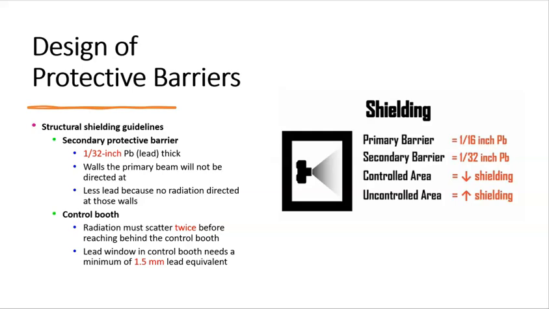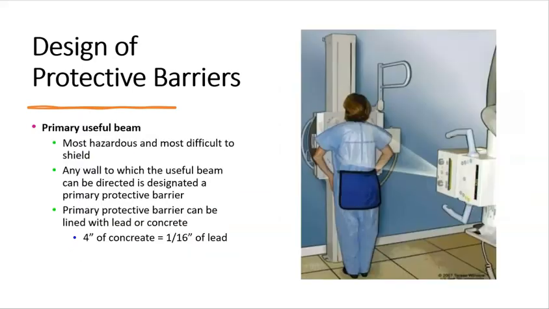Now our control booth, where we stand to make those exposures. Radiation must scatter twice before reaching behind the control booth. The lead window of the control booth needs a minimum of 1.5 millimeters of lead equivalent. So they're in red because it's important.